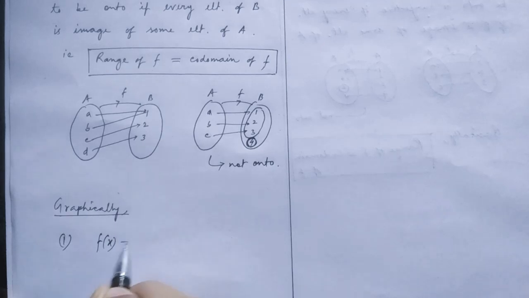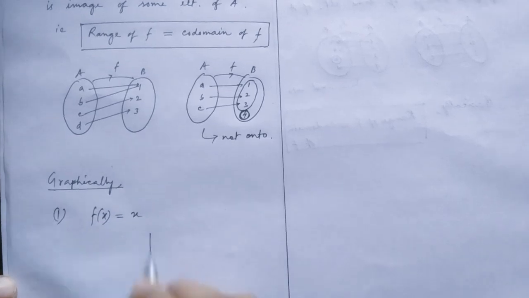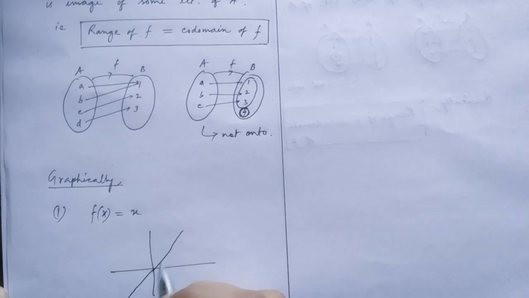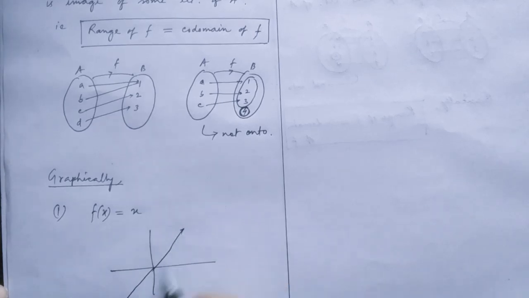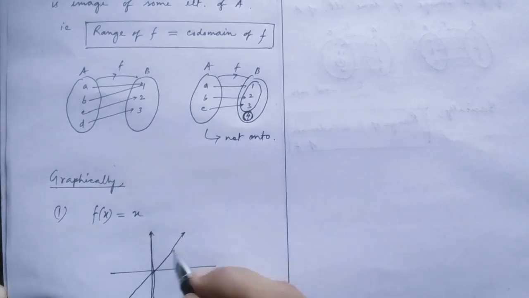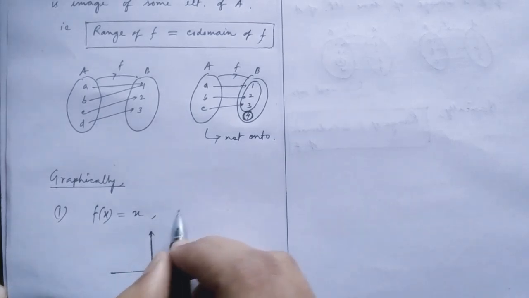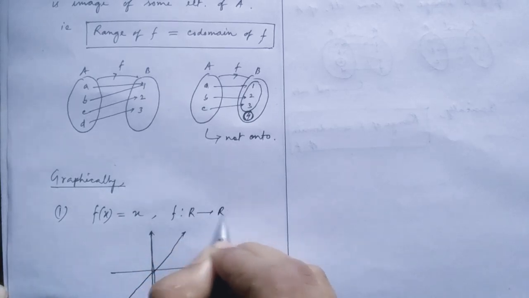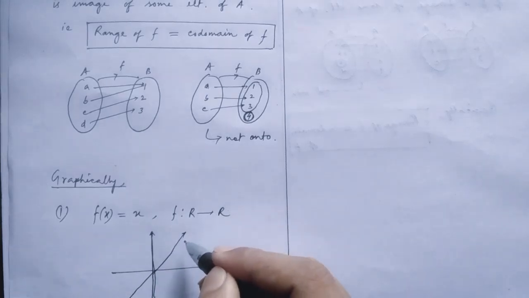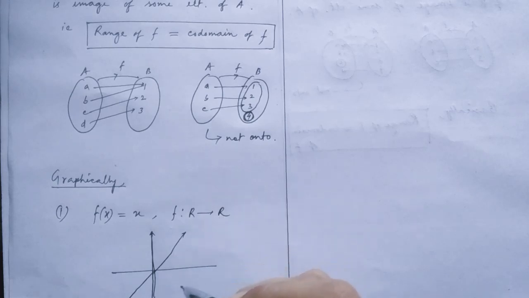Suppose f(x) is equal to x, identity function. Here the graph is like this. So if you see, the range is the complete y-axis, and I forgot to write here, this function is from R to R. So the codomain is also the real line, this is the y-axis. Here the range and the codomain both are same, so this is an onto function.